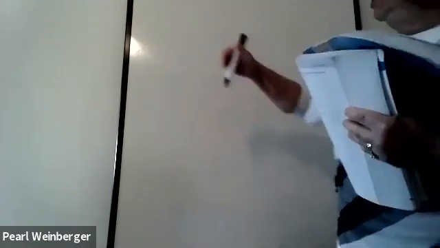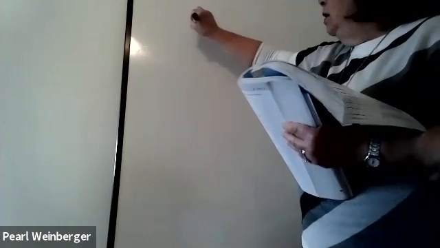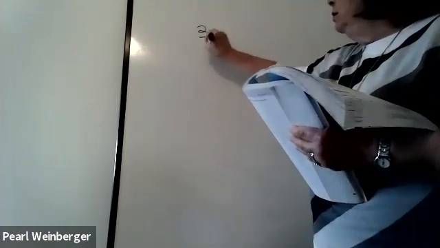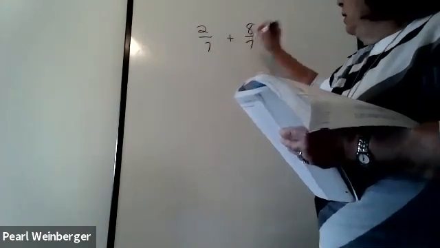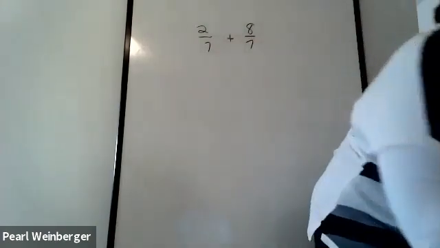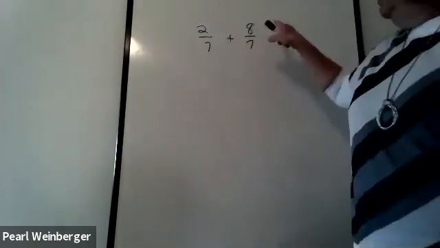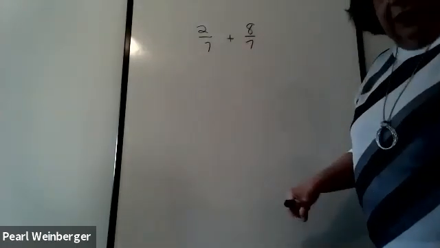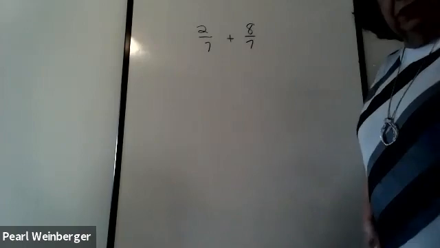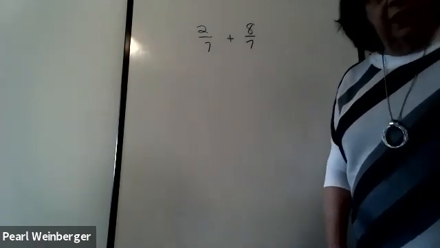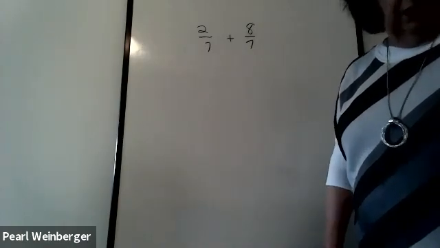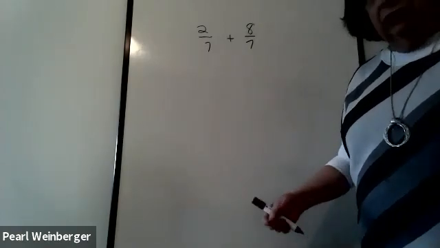Okay, so let's look at something like this. Suppose I want to add 2 sevenths plus 8 sevenths. Now, let me just make a comment about this second fraction. Most people don't like fractions where the numerator is larger than the denominator. We call it an improper fraction. That you did when you were in elementary school, maybe in high school.